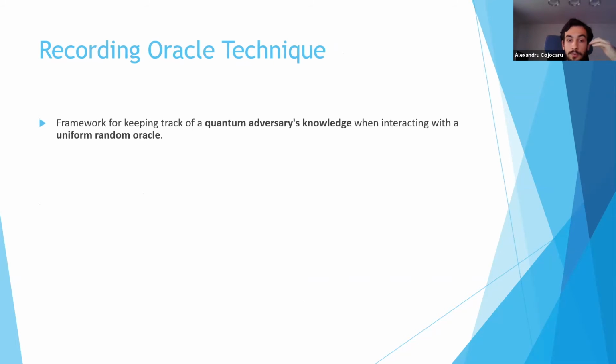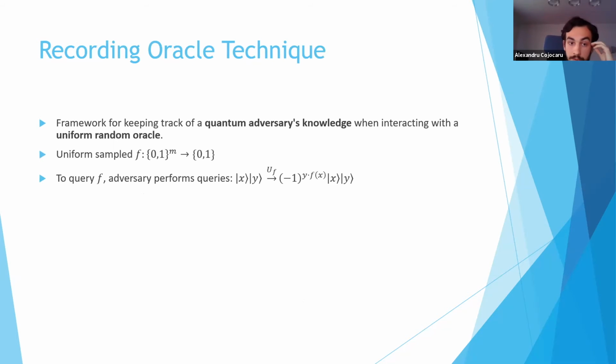And now I want to describe how the recording oracle technique works and how it allows us to say something about the query complexity of this problem. Essentially, this framework developed by Zhandry allows us to keep track of the quantum adversary's knowledge when interacting with a uniform random oracle. Specifically, suppose a uniformly sampled function f. As we have seen in the quantum background part, we can query f quantumly by performing queries of the type |x, y>, which are mapped to |x, y> with an extra phase of (-1) to the power of y times f of x.